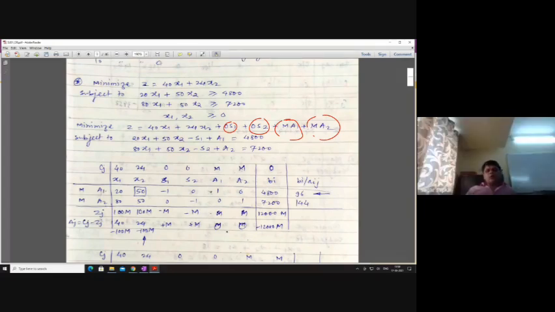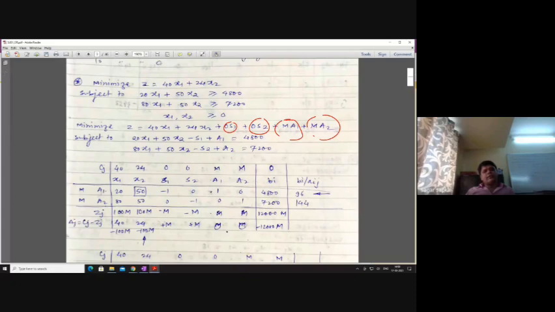Now write down the corresponding aij values below that particular variable. So 20, 50, -1, 0, 1, 0, and below bi 4800. Similarly for the second row 80, 50, 0, -1, 0, 1, 7200. Have you all understood up to here? Has the table been written up to this point? Yes, sir.